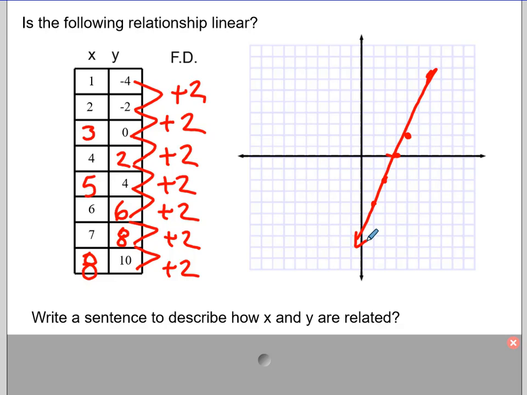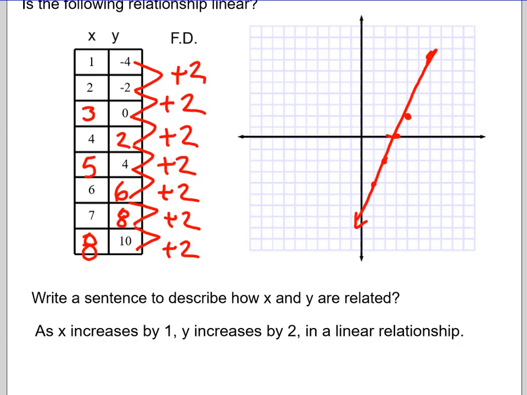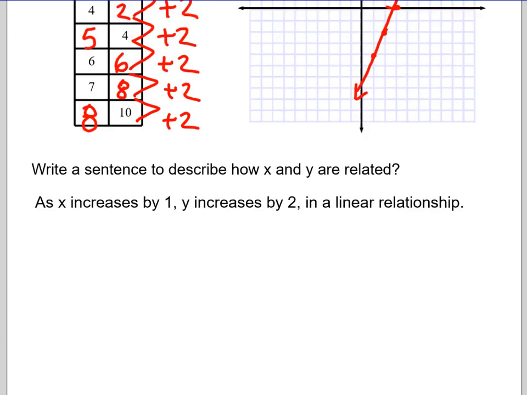So if I wanted to describe this with a sentence, I may say something like: as x increases by 1, y increases by 2 in a linear fashion, or in a linear relationship. The key words we want to get here are the increases. We're talking about whether it's going up or whether it's going down. That's a really important piece.